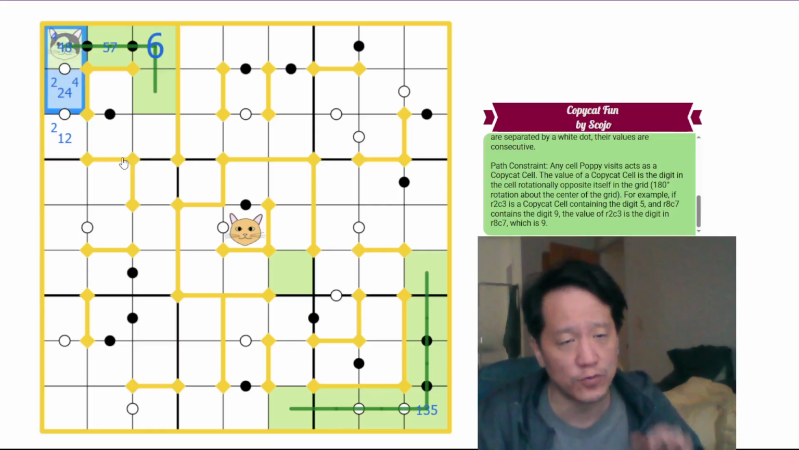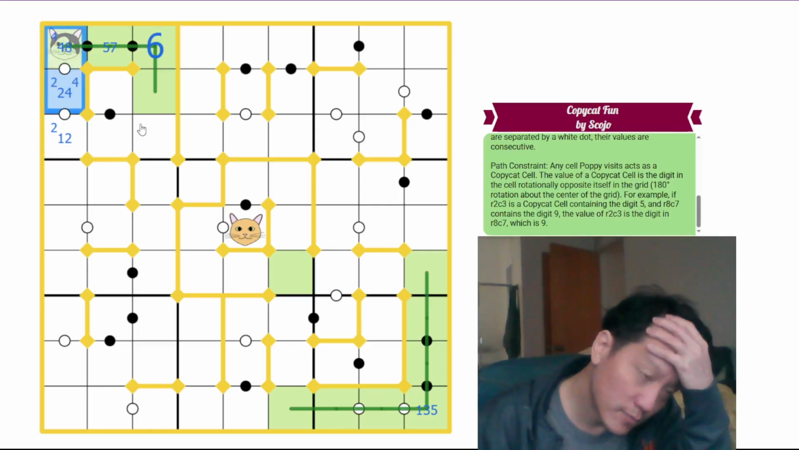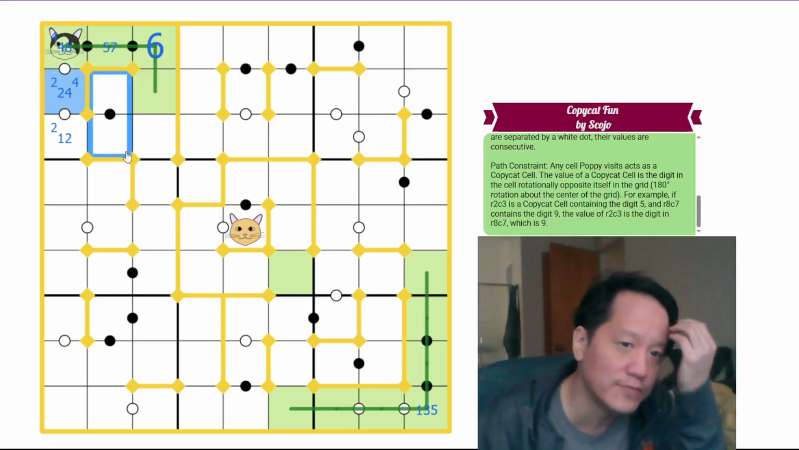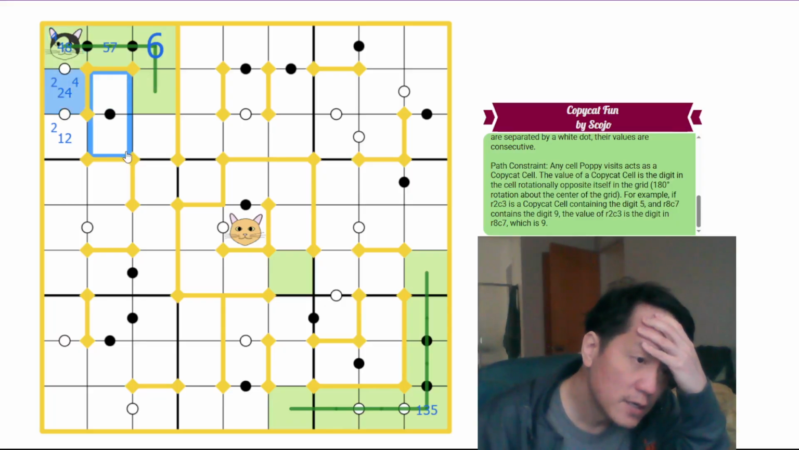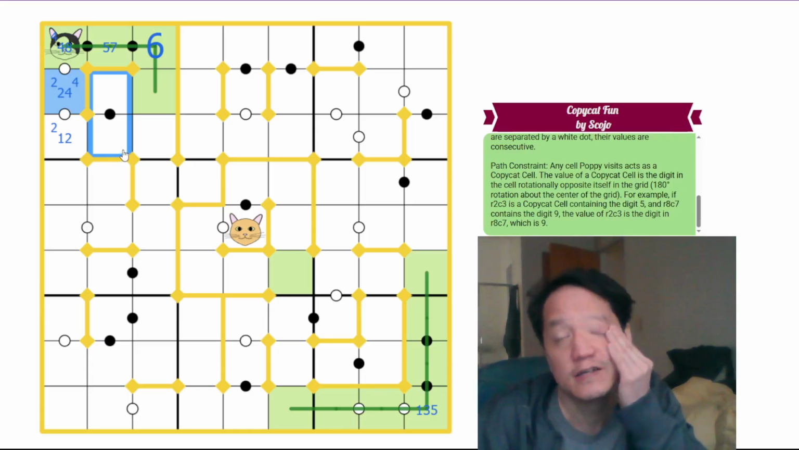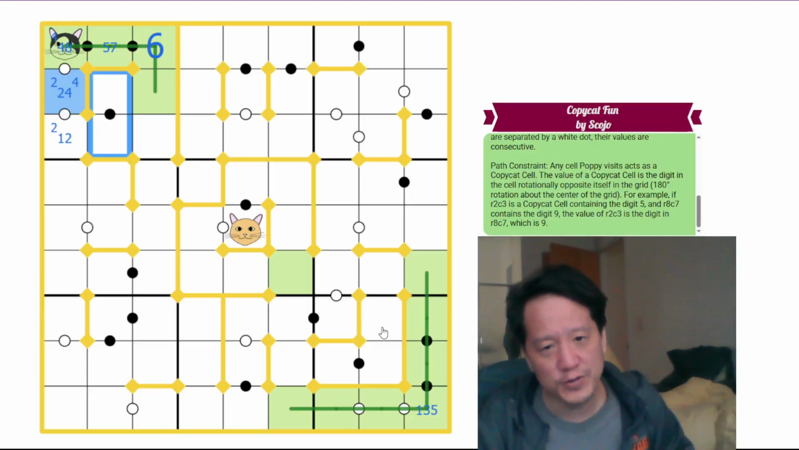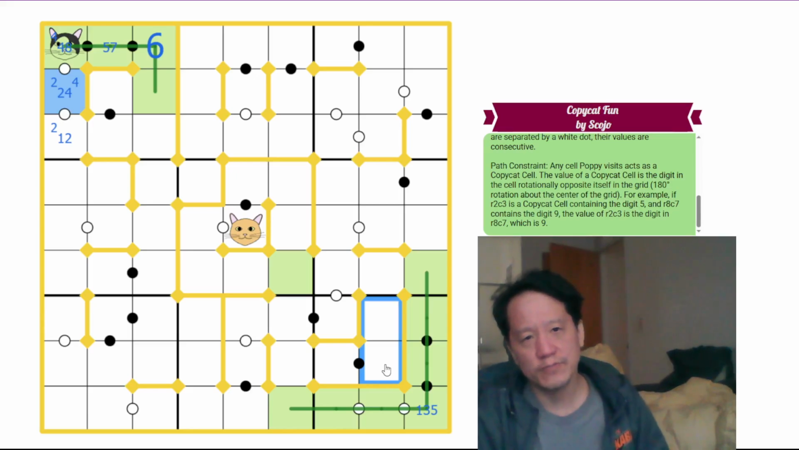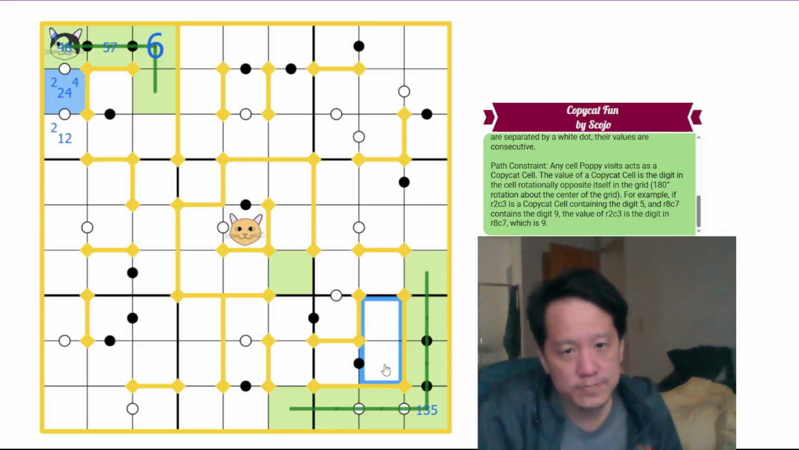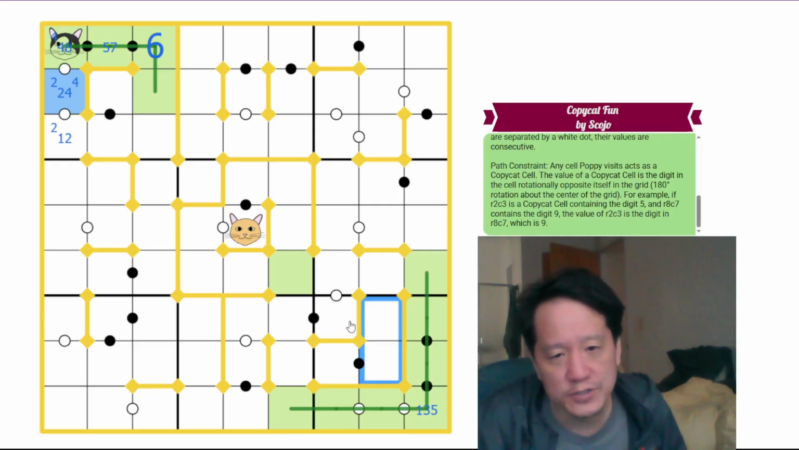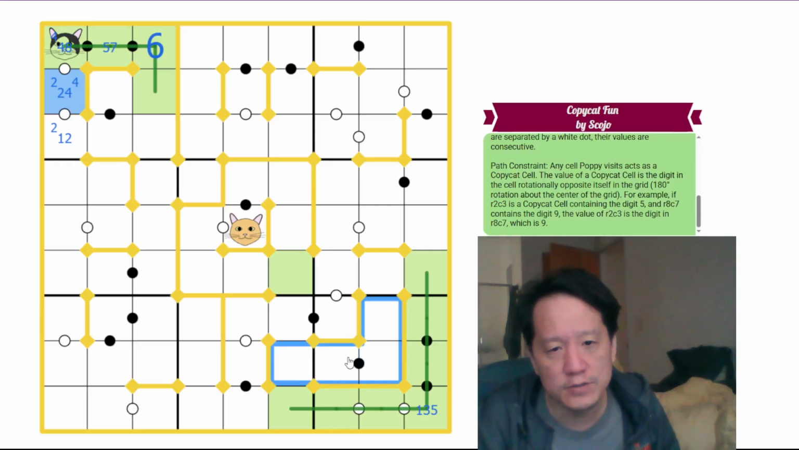One of these is 4. So one at least of these is a copycat cell. We don't know if both are. If both are, they would match this. Okay, so say we had, so this can also only go one way through, all the way.